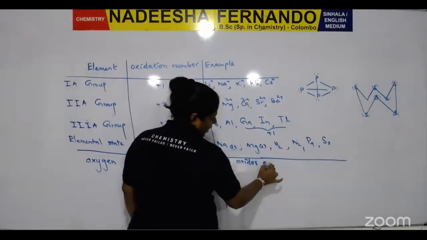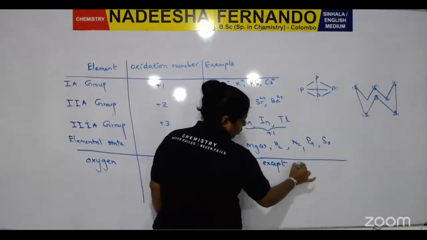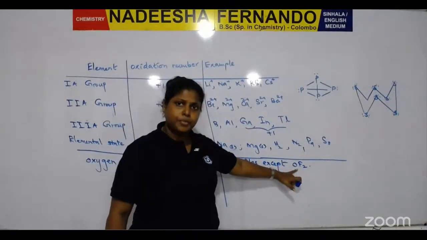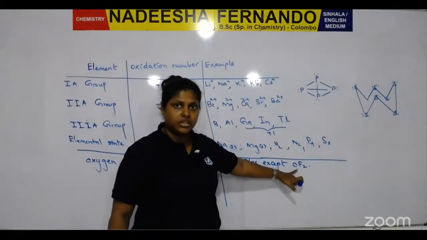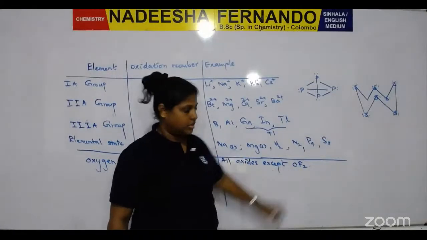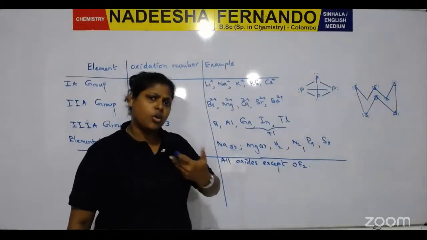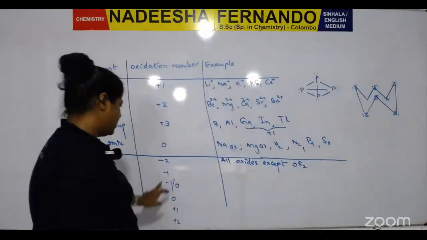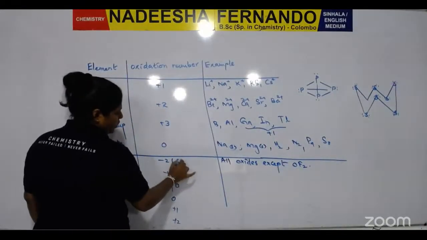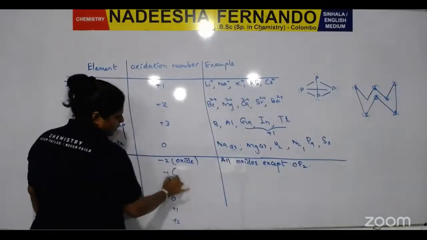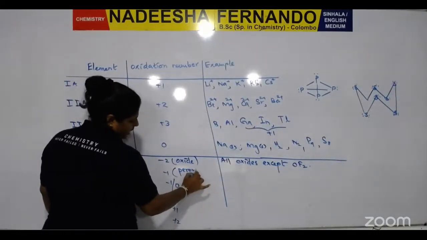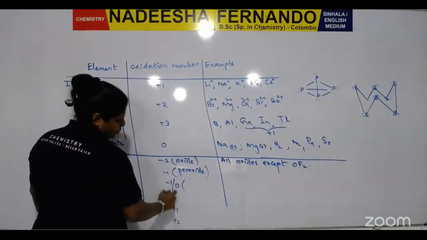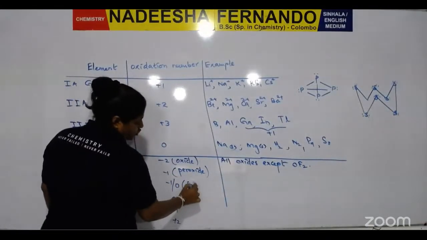Oxides, except OF2. You already know that. There is a positive +2 charge on oxygen when it forms OF2. Other than OF2, all oxides have -2. +1 we call, and -1 we call peroxide. -1 and 0 we call superoxide.